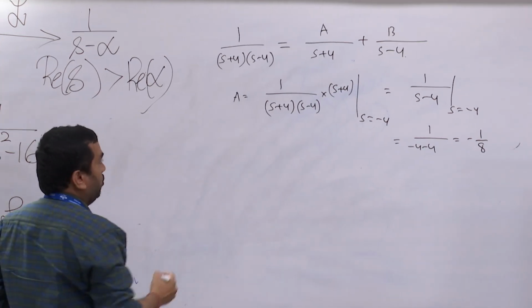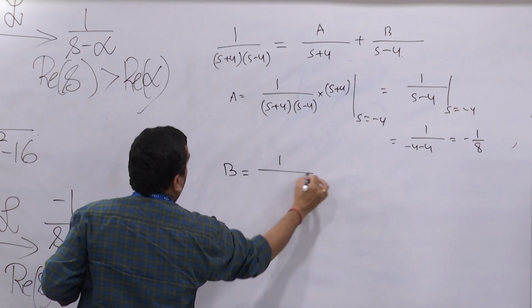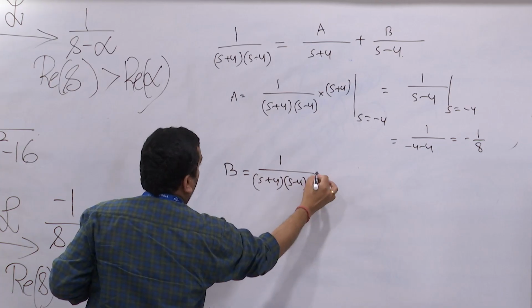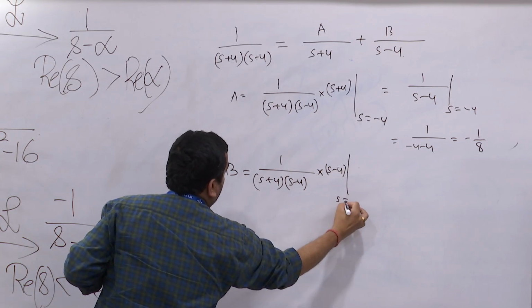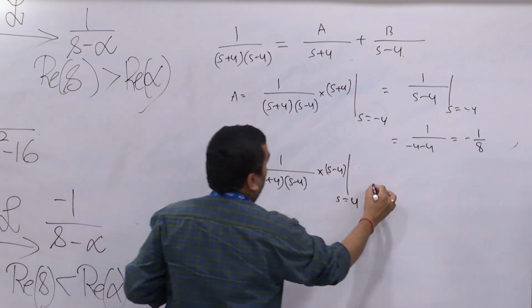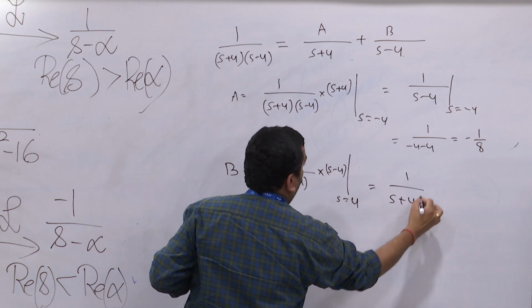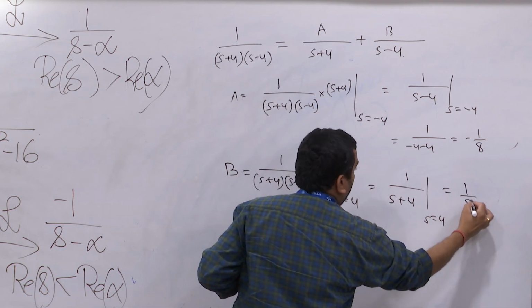So this is one value, A, and similarly if we find B, this is 1 divided by (s plus 4)(s minus 4) multiplied with (s minus 4), at s equal to 4. So we will get 1 divided by (s plus 4) at s equal to 4, so we will get 1 divided by 8.